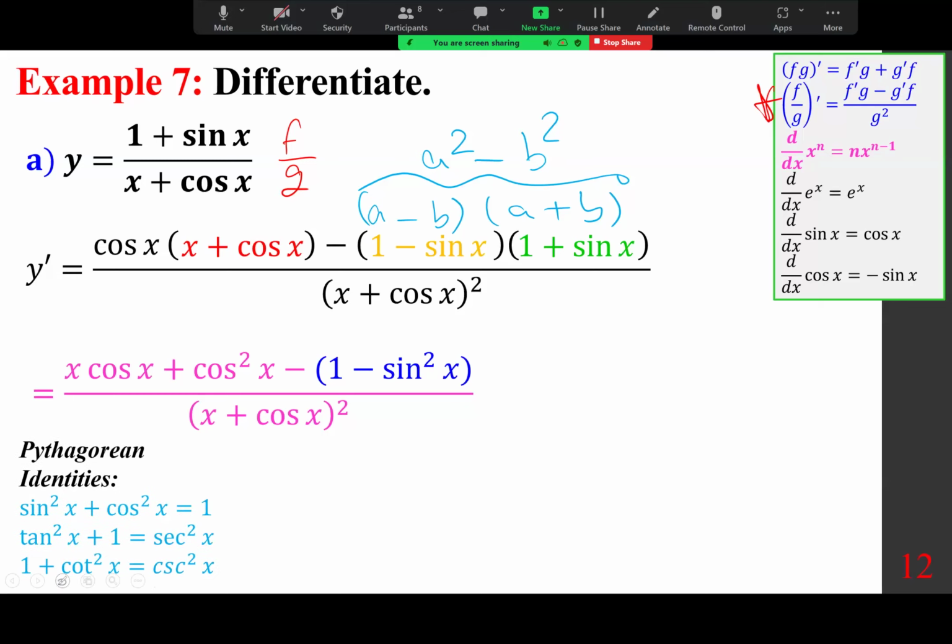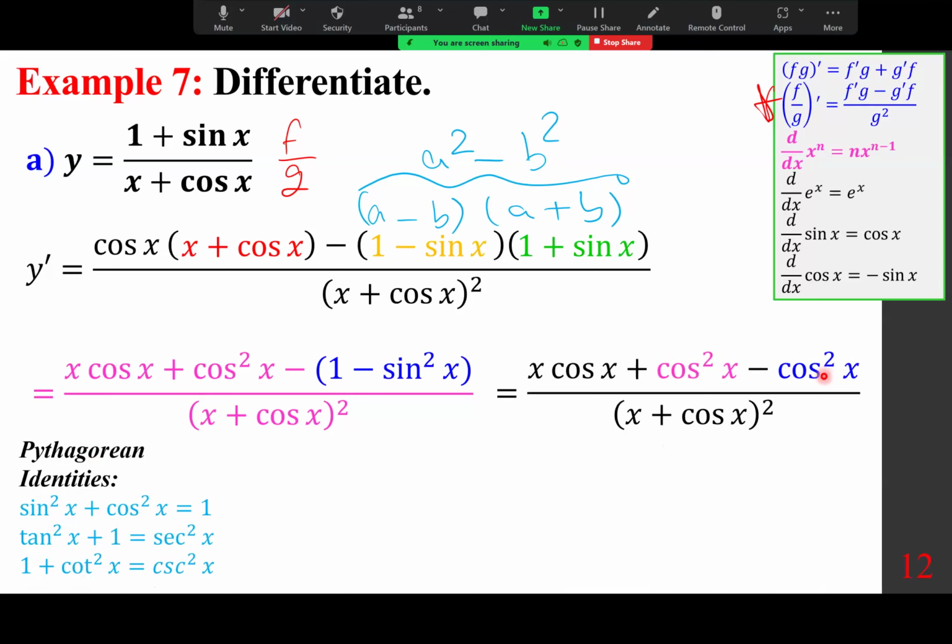As I mentioned, the Pythagorean identities: sine squared plus cosine squared is 1. That means 1 minus sine squared is cosine squared, 1 minus cosine squared is sine squared. And you can replace this with cosine squared. What I want to mention here, if you divide both sides by cosine squared, you get tan squared plus 1 is secant squared. If you divide both sides by sine squared, you get 1 plus cotangent squared is cosecant squared. Those are known as Pythagorean identities in trigonometry.